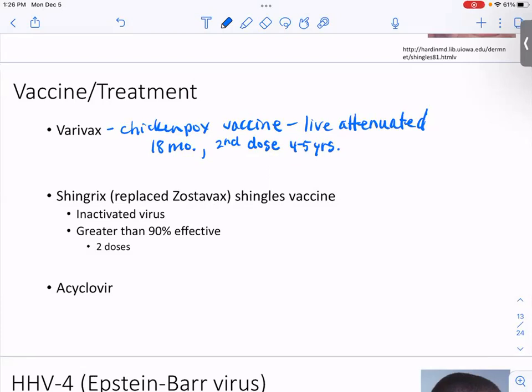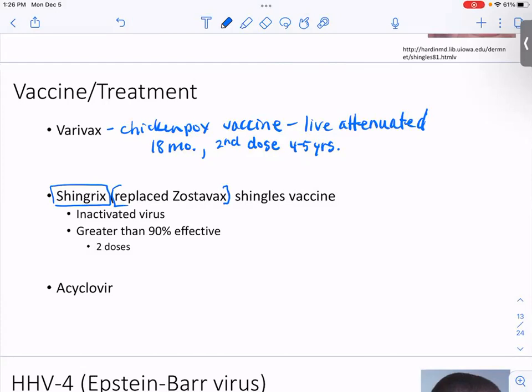Let's see what else. We do have also a couple different vaccines for adults that have had chickenpox as children to keep them from getting shingles. This was the old vaccine, Zostavax. That one lessened your chances of getting shingles by about 50%. The new one called Shingrix, which has been in use for maybe 3 years or so, is about 90 to 95% effective. So it works a lot better at preventing the reactivation of shingles in people that have had chickenpox.